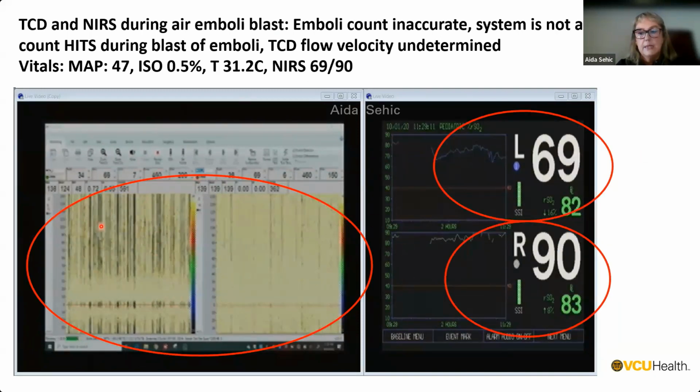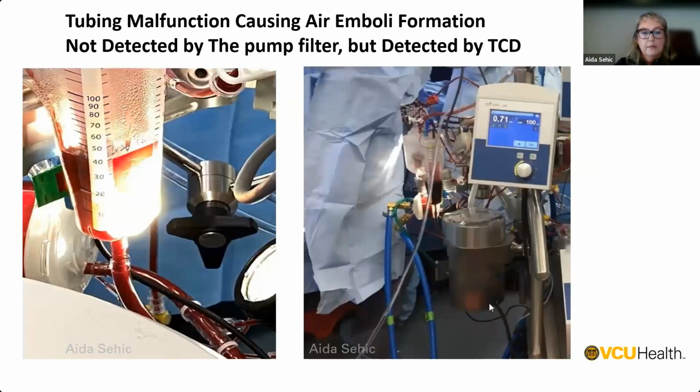So on TCD now we are seeing a blast of emboli and asymmetry in near-infrared spectroscopy with numbers dropping over the left frontal cortex. This is a picture of tubing malfunction that was causing air leak and emboli. These emboli were not detected by the pump filter. They were detected first by TCD on time and prevented probably bigger problems for this patient.